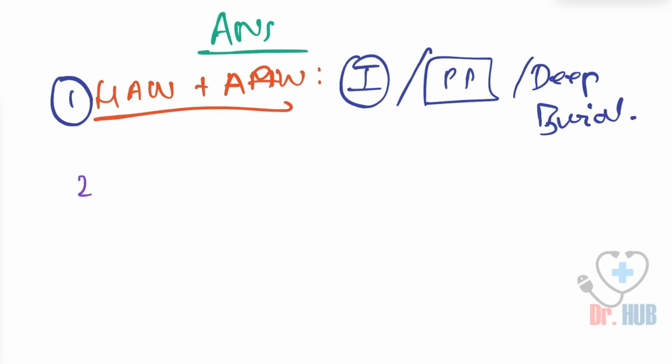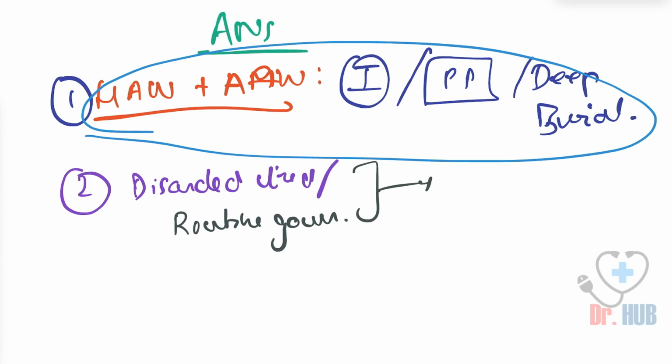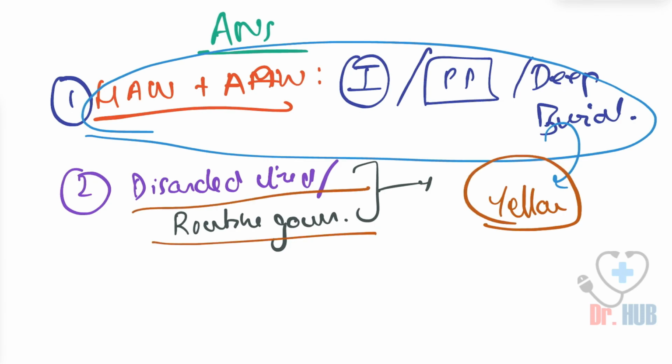The second question we asked was, in cases of discarded linen and bedding contaminated with blood, and also routine masks and gloves, how are they disposed, and what bag is used? In the case of the human anatomical waste and the animal anatomical waste, the disposal takes place in the yellow bin. And for the second question, the discarded linen and the routine gown, the disposal is also in the yellow bin.